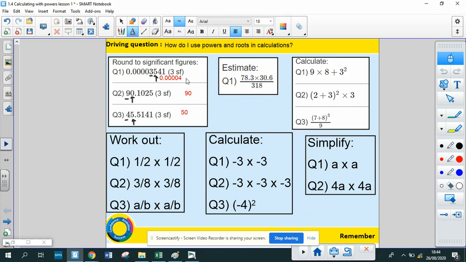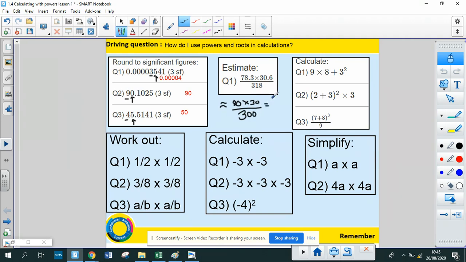Then we have an estimate question. So we want to round all of those to one significant figure. So we'll get 80, multiplied by 30, divided by 300. Which gives us 2,400. That's not very neat, is it? Divided by 300. Which gives us 2,400 divided by 300, which is equal to 8.